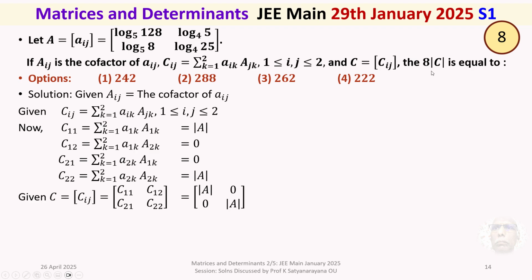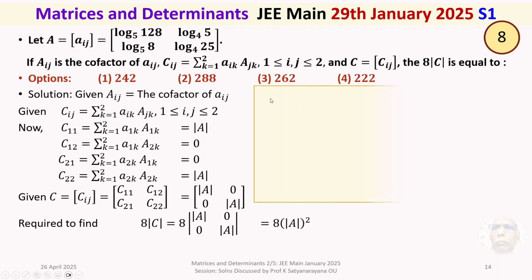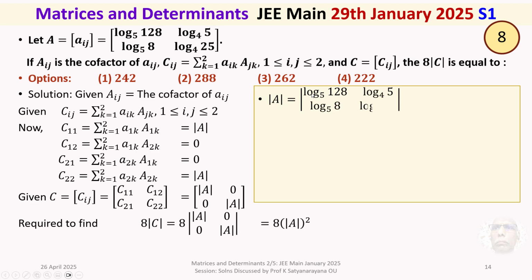And we want 8 times determinant of C. So, 8 times the determinant of this matrix, which is 8 times determinant of A square. So, to get the answer, you require determinant of A. Let us take the matrix A and calculate its determinant. The determinant of a matrix with entries a, b, c, d is ad minus bc. So, multiply.